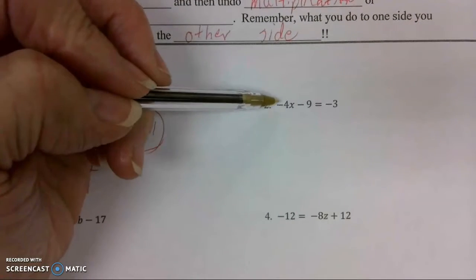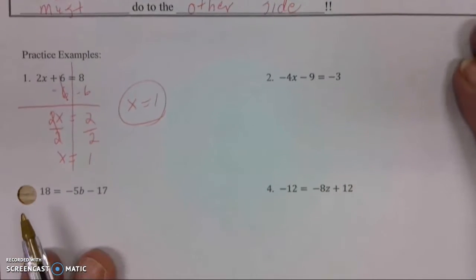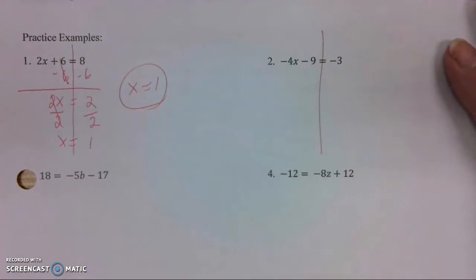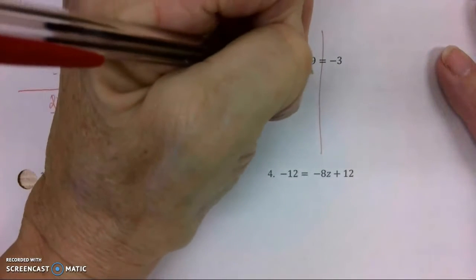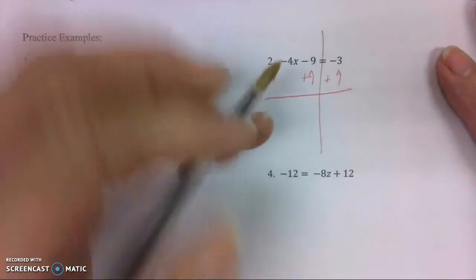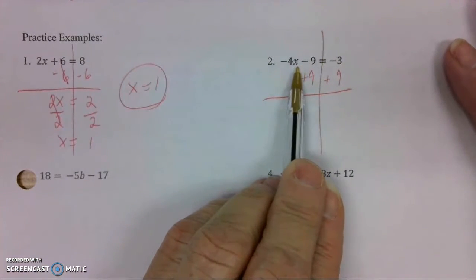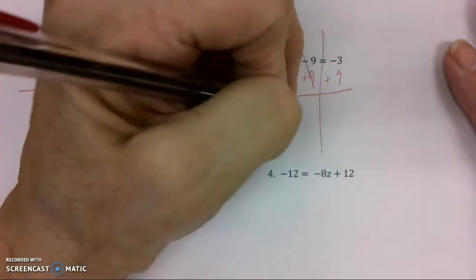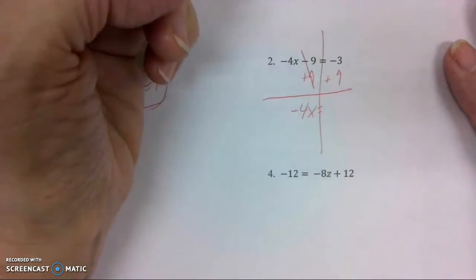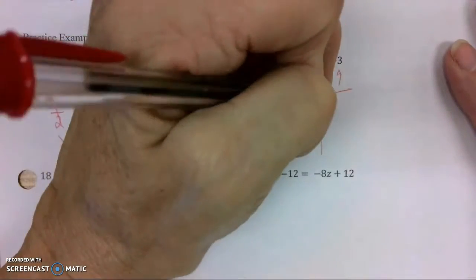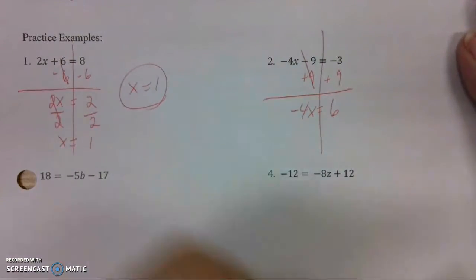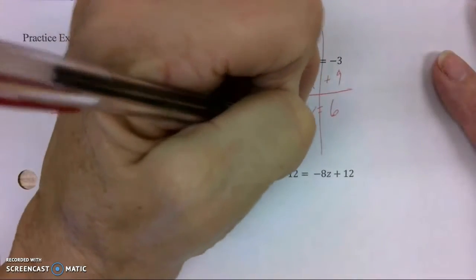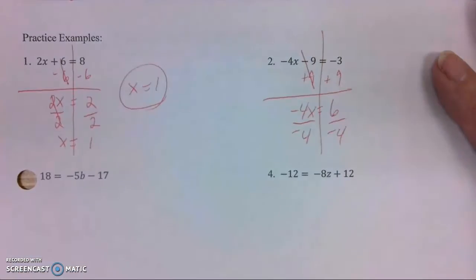Number 2, negative 4x minus 9 equals negative 3. I'm going to draw my line. I have multiplication and subtraction, so I'm going to add and divide. I'm going to add 9, and I add 9 because remember I'm trying to isolate the variable. So I want to undo everything that's happening on that side. That cancels out, leaves me with negative 4x. Negative 3 plus 9 is positive 6. This is multiplication. I'm going to divide both sides by negative 4.